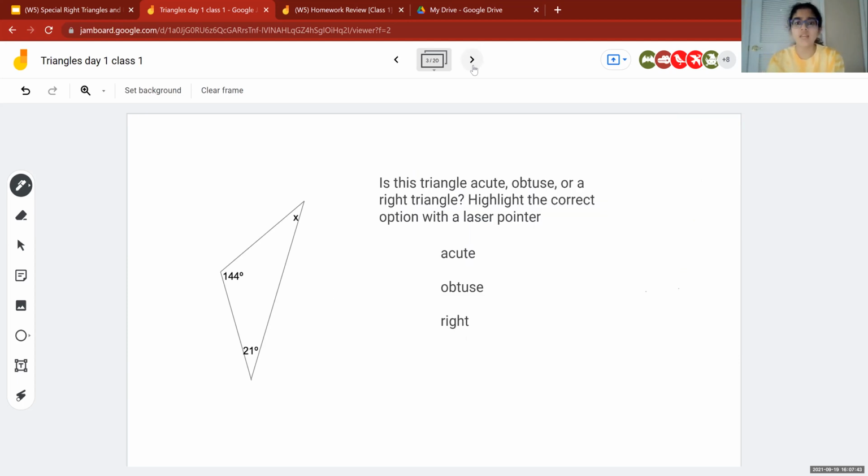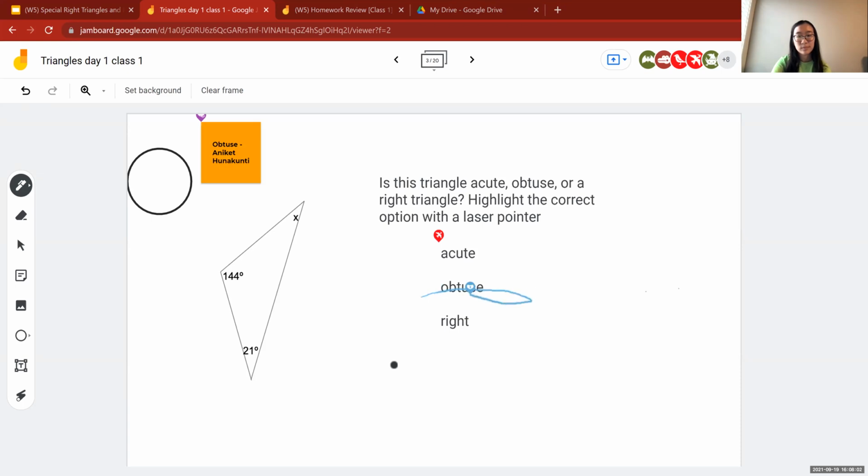Okay, wait, Yolanda. Okay. Is this triangle acute, obtuse, or a right triangle? Use the laser pointer option at the bottom, and then just hover it over whichever option you think is correct. Yeah, or you can use a sticky note if you want.